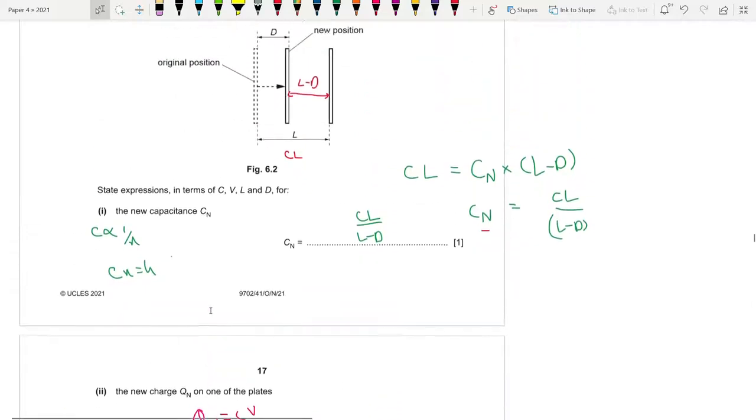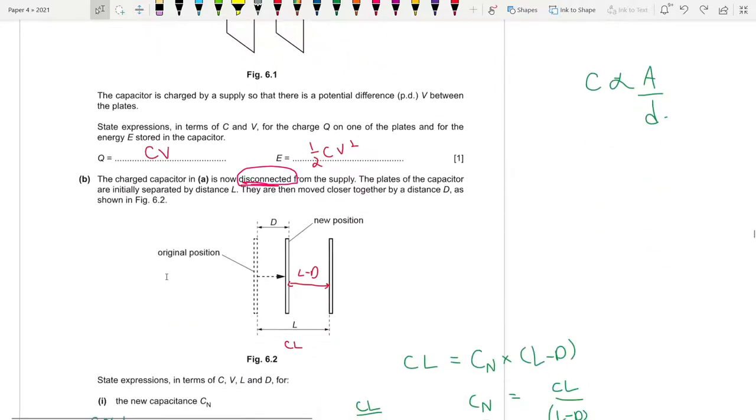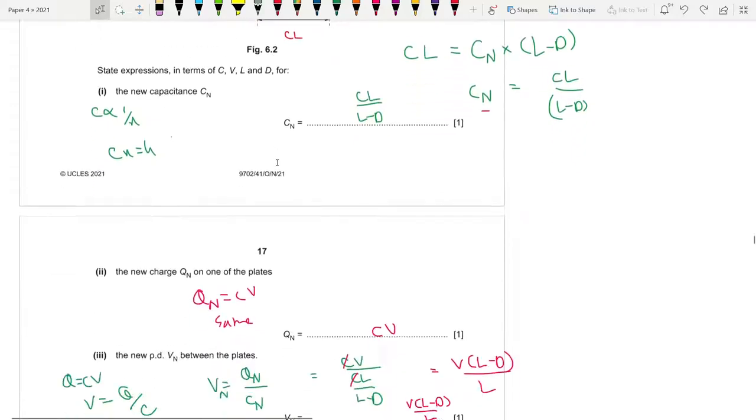But the new charge remains the same. I just told you why. Because since we disconnected it, this charge could not flow anywhere. So the charge on each plate of the capacitor actually remains the same. It doesn't change, even though we brought the plates closer together.